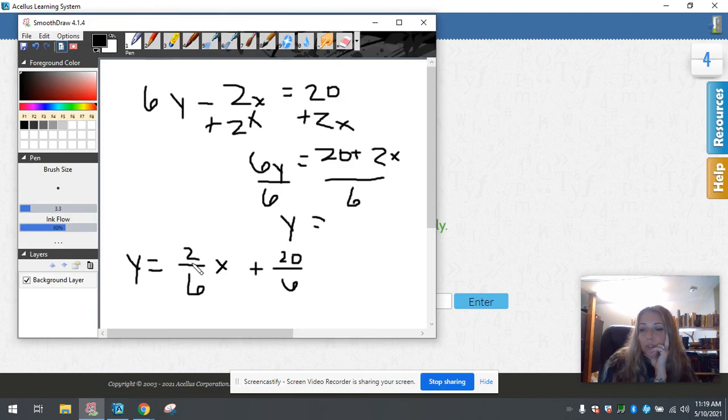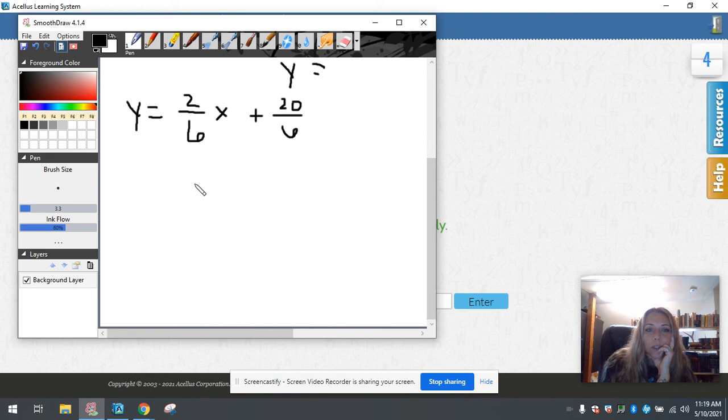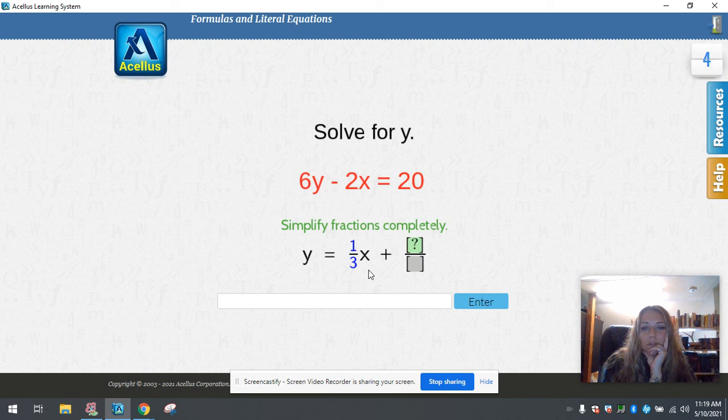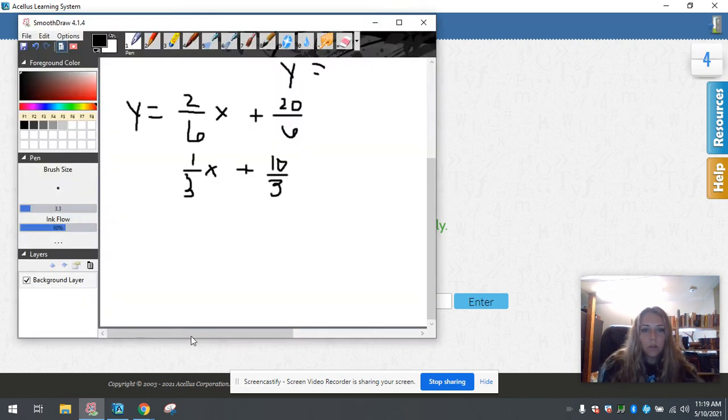So I reduced 2/6 to 1/3 by dividing the denominator and the numerator by 2. I'm going to reduce 20 over 6 as well. So I'm going to divide both of them by 2. If I do 20 divided by 2, I get 10. If I do 6 divided by 2, I get 3. And it looks like it wants us to leave this in an improper fraction. Yep.